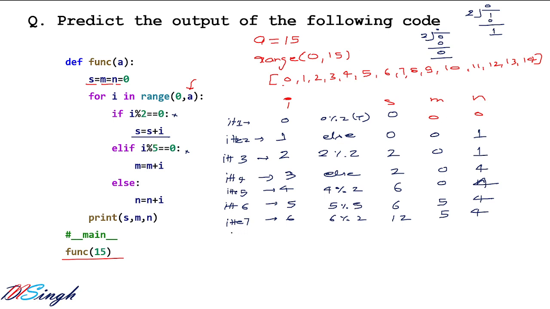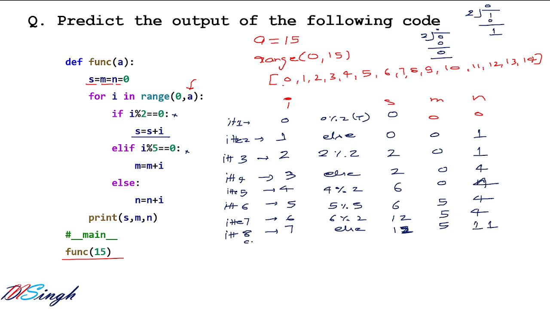Next iteration 8, and the I value will be 7. 7 mod 2 is not going to result in 0, and 7 mod 5 will also not result in 0. So we will go to the else part. In the else part, n will be added with 7. 7 plus 4 is 11. Okay, so here you will get the value 11, with s as 12 and m as 5.